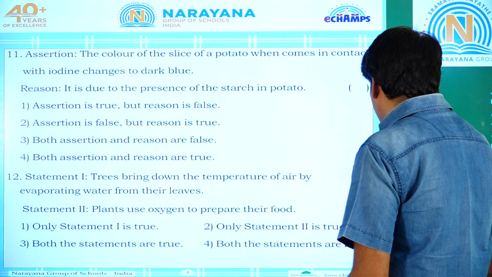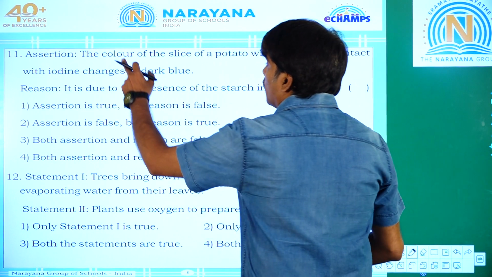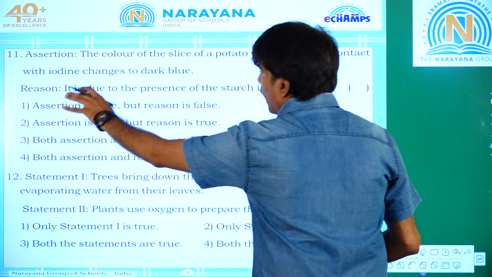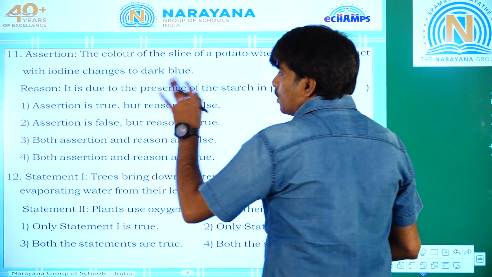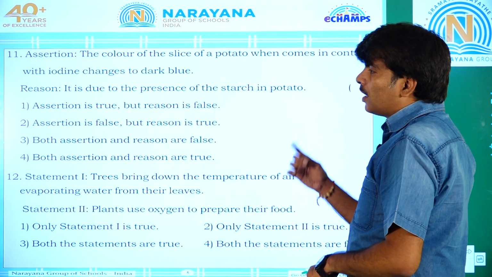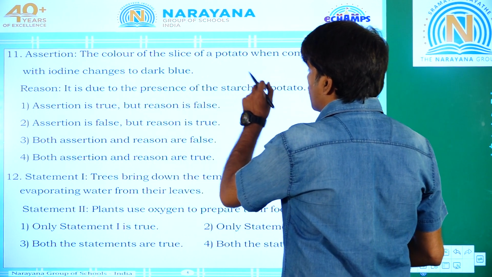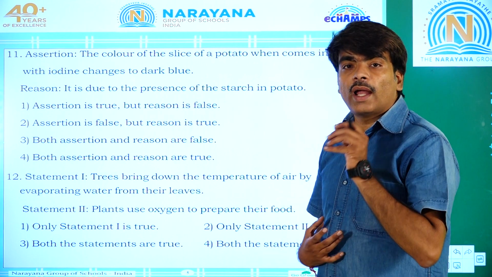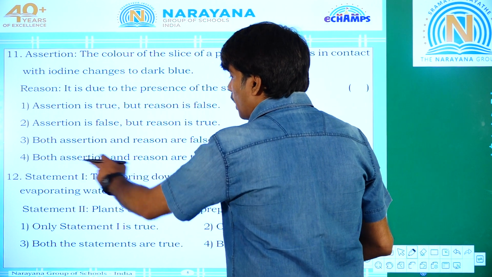Moving on to the next question. Assertion and reason are given. Let us see the assertion. The color of a slice of potato, when it comes in contact with iodine, changes to dark blue. It changes to bluish black or dark blue. This is the assertion. The reason explains why it changes: it is due to the presence of starch in potato. Yes, this is true. Assertion is true and the reason is exactly defining it. So both assertion and reason are true.